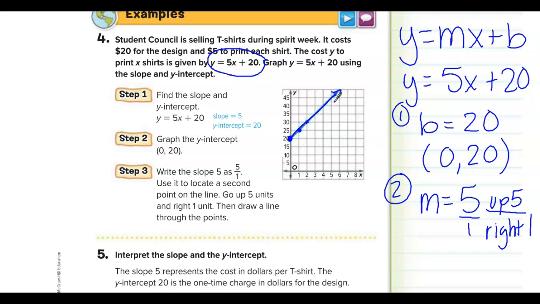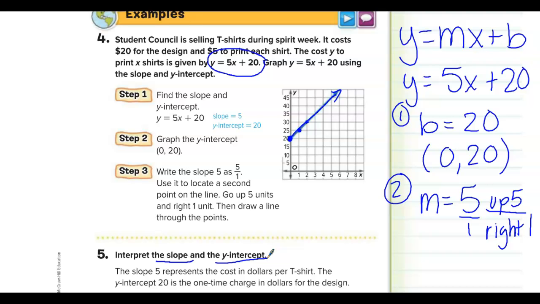I make you graph 3 points before you can extend your line. Okay? So that is graphing it, correct? All done. So now that we've graphed it, number 5 says interpret the slope and the y-intercept. So we have to figure out what your slope means and what the y-intercept means. Looking at the problem up here might help too.